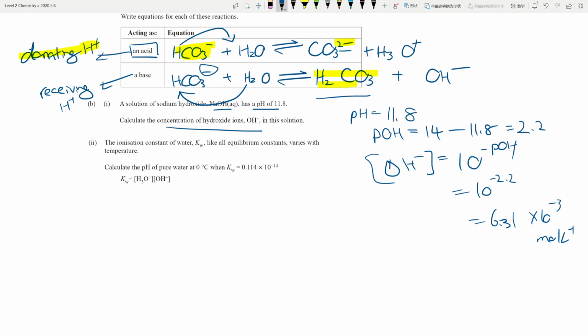Now, if you are looking at this, you're like, what the heck did he just do? What is this pOH stuff? My teacher never taught me. I just like to use this method because it's more friendly in terms of calculation.